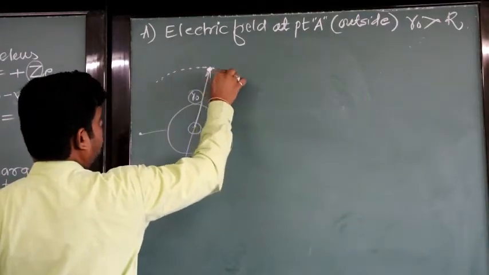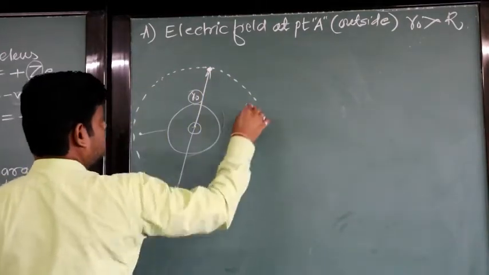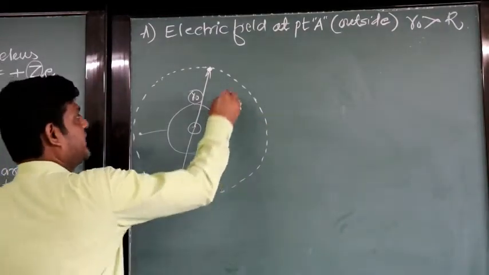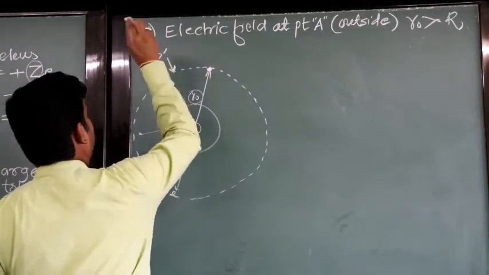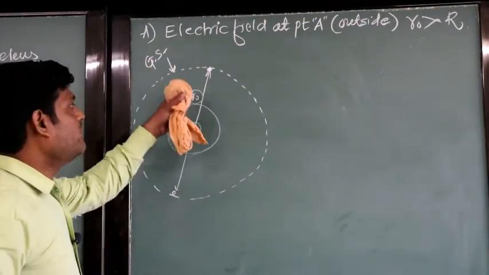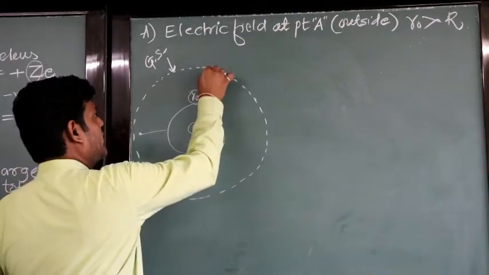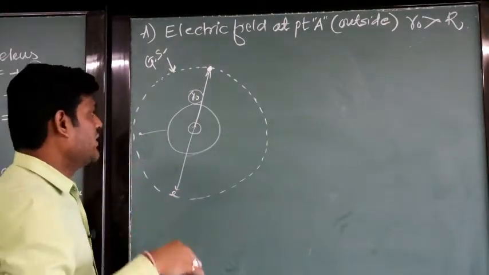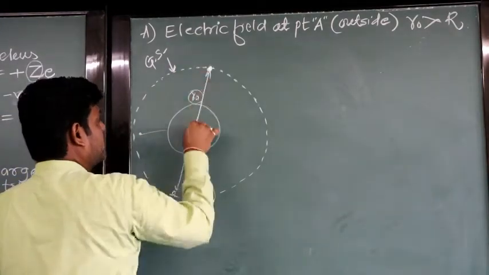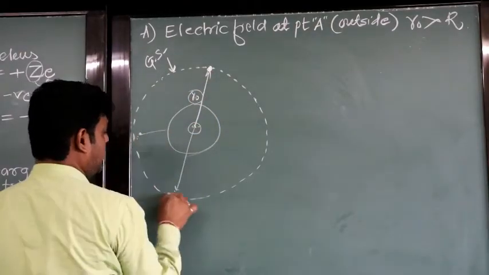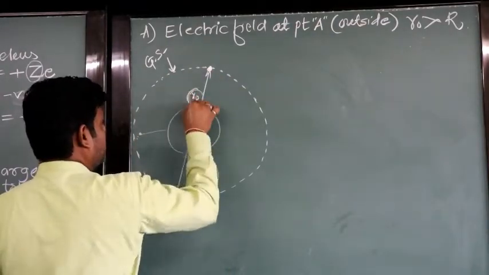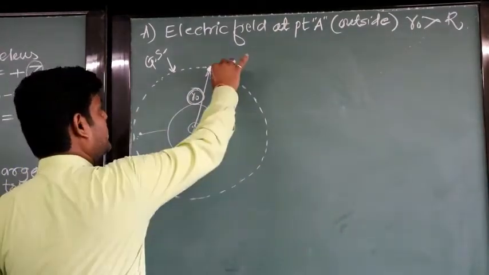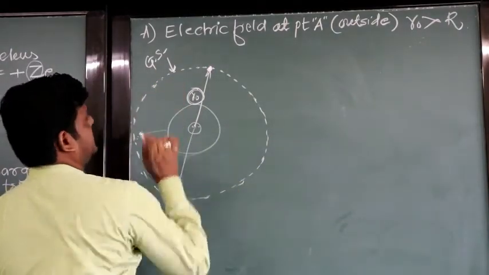If we join all the points which are at a distance Ro, this dotted line indicates the Gaussian surface. With the help of Gauss's law, we are going to find out the electric field at all points. The electric field at all points will be the same, because all the points are at the same distance. Ro is the distance from the center. That's why the electric field at all points will be the same, right?